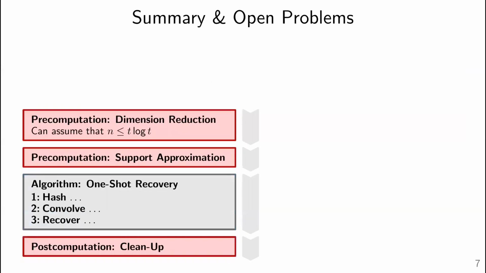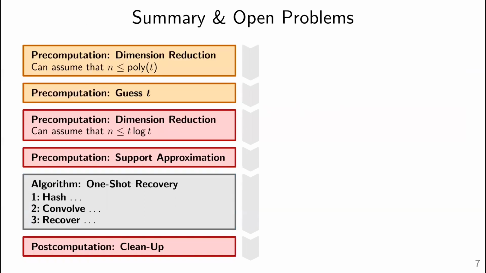Okay, so this is what we've seen. The one-shot recovery algorithm is efficient and it's also correct, assuming that we have done certain pre and post computations, like a dimension reduction, the support approximation, and the cleanup step. And it's actually not even true that these are the only pre-computations. You need to first do another dimension reduction to a slightly larger universe, and you need to guess the output size t to make some of these steps happen. t, of course, is what we assume to know the whole time, but actually the algorithm is not aware of the output size t.